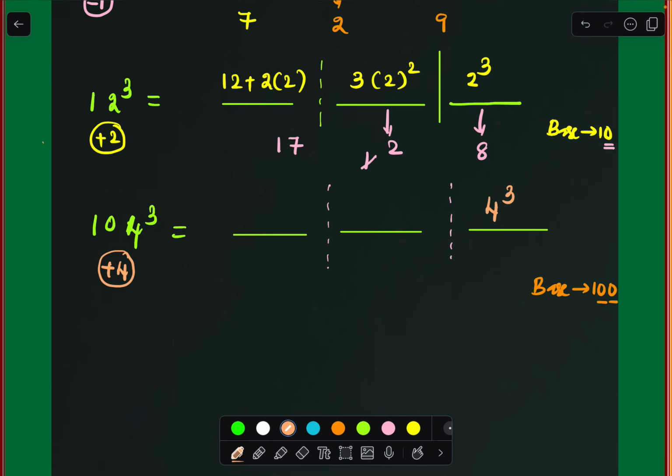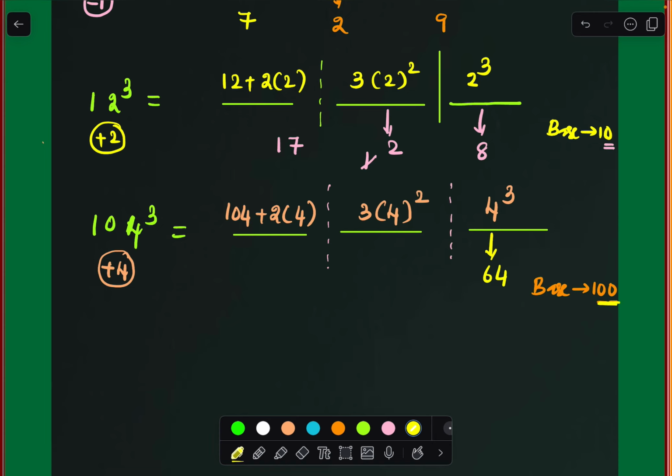The rightmost part is 4 whole cube, right? The next term is 3 times its surplus value whole square. So 3x square we will get, and the leftmost part is the number. So we can add 2 times its surplus value. Otherwise, to the base 100, we can add 3 times its surplus. It will give the same thing, right? Now here 4 cube equals how much? 64. We have to write 64 as it is, since the base contains two zeros in it.